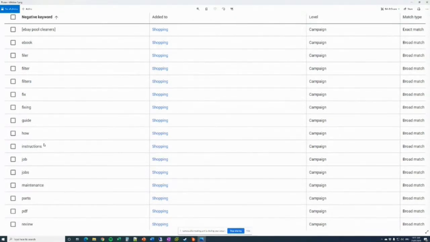So in Google Smart Shopping, you just let the bot do whatever it wants, and it'll spend all of your budget on terms that are irrelevant. So you'll get a lot of impressions, you'll get a lot of clicks, but you probably won't get a lot of sales because you're showing ads for the wrong things.